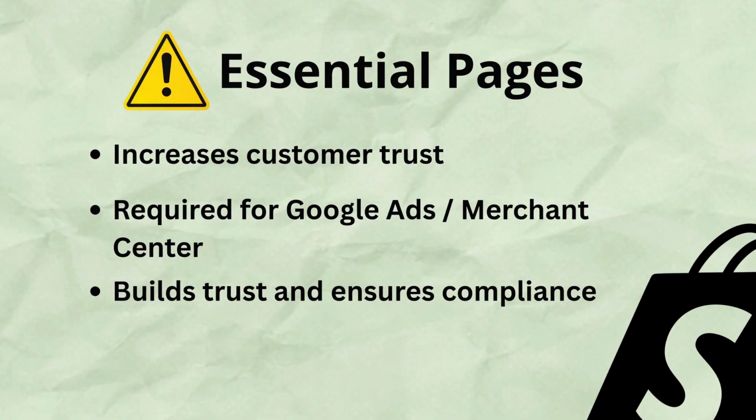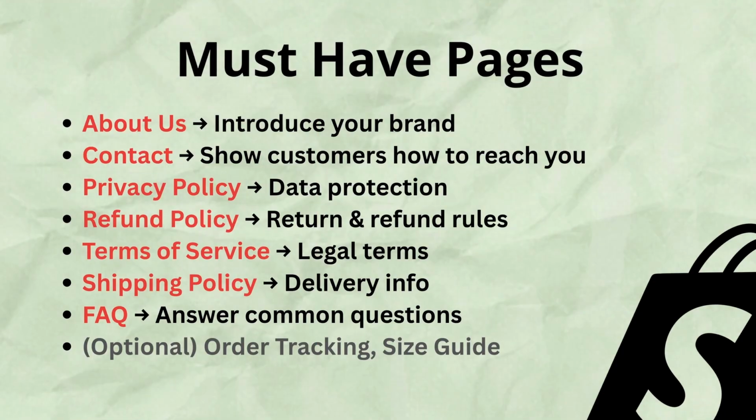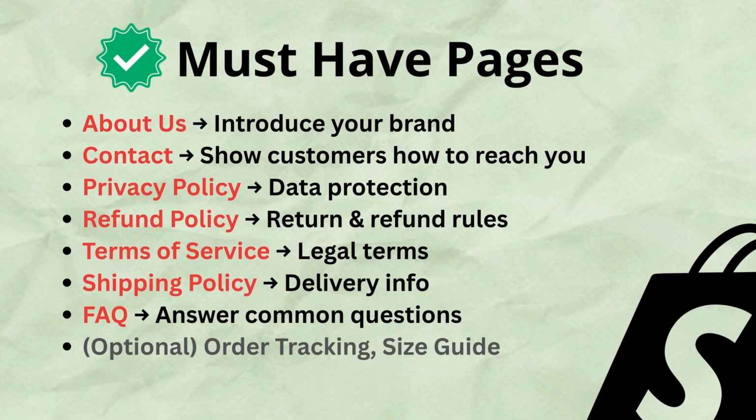First, let's go over the key pages you should have. You should have an About Us page. This tells customers who you are, what your brand stands for, and helps build trust. Next, a contact page. This shows that your business is real and that customers can reach you if they need support. You also need policy pages, including a privacy policy, refund policy, and terms of service. These are critical for legal reasons and are required by most advertising platforms. They explain how you handle customer data, payments, and returns.